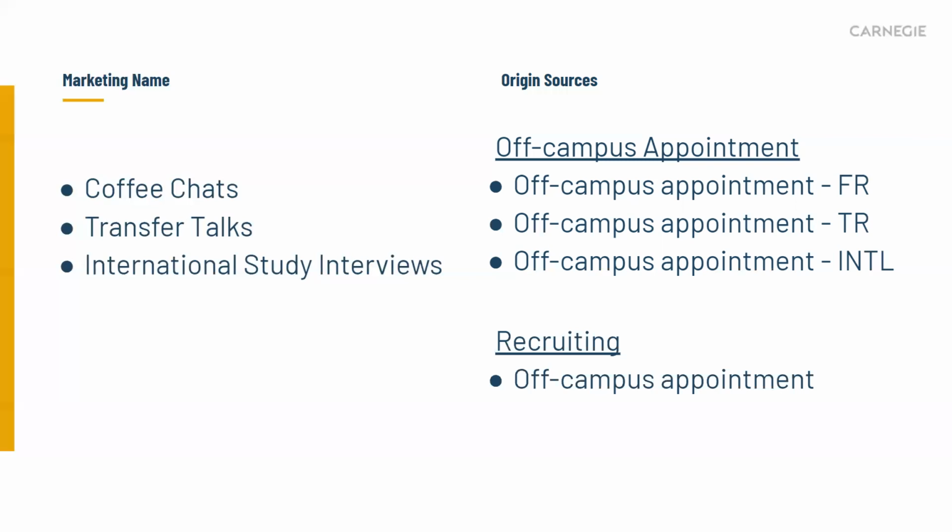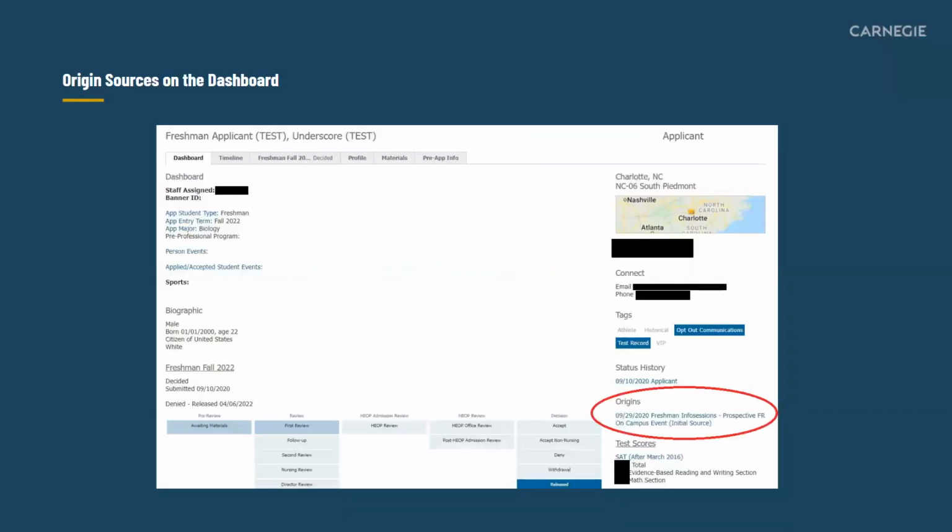So once you've created origin sources and they are assigned to students, they will appear on the dashboard. They'll be in the bottom right-hand corner. So you'll see for this student, they had an origin source of September 29th, 2020. You'll see the summary, and then you'll see the origin group there in parentheses.